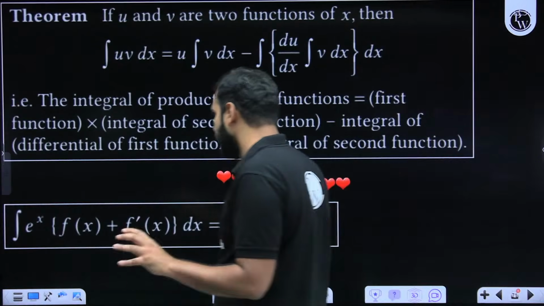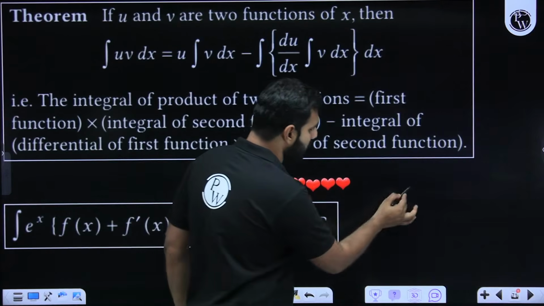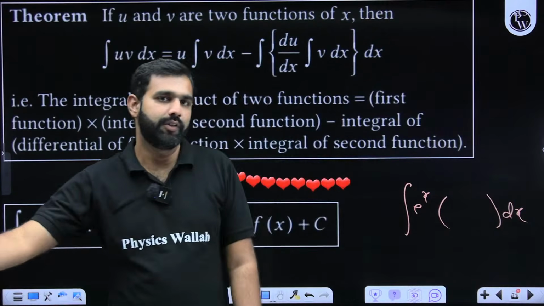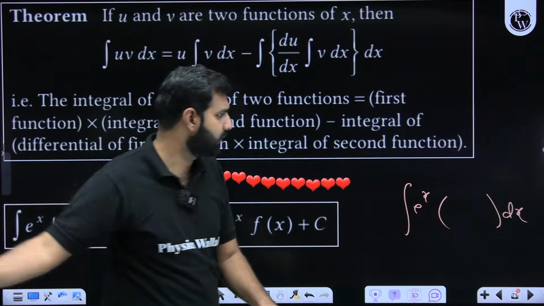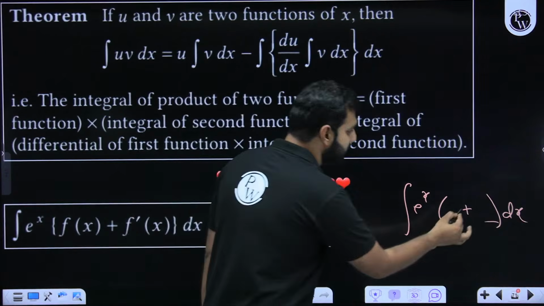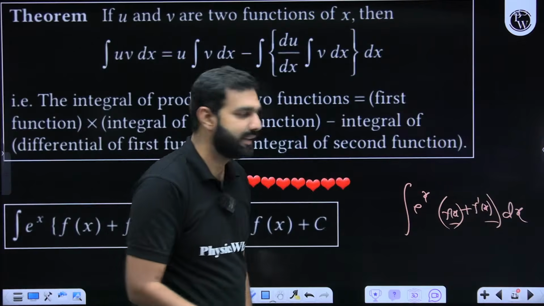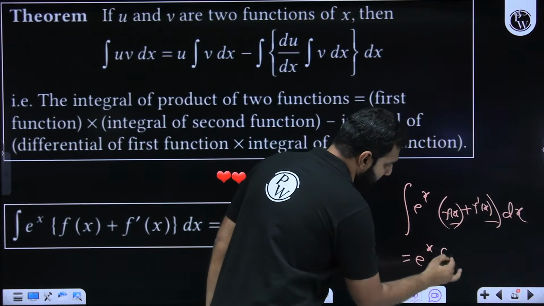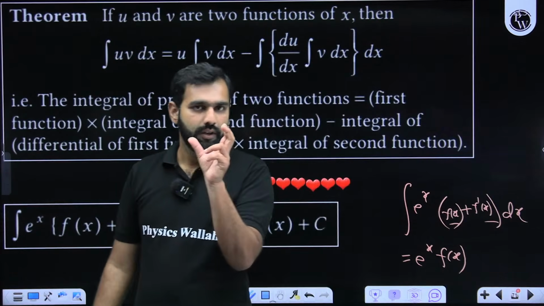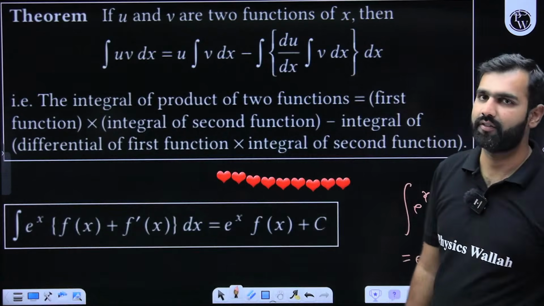What I'm saying is, if you are given a question, and the moment you see in that integration question e to the power x into something is given, and that something, if you could split into a summation of two functions where the second function is the derivative of the first function, then don't hesitate in writing the answer as e to the power x times f(x). The challenge which students face is splitting that function into a sum of two functions where the second function is the derivative of the first function. If you are able to do so, you will get your answer within 10 seconds.